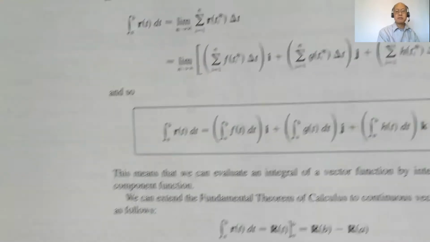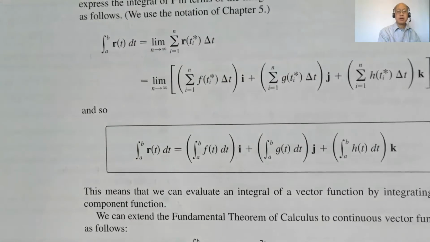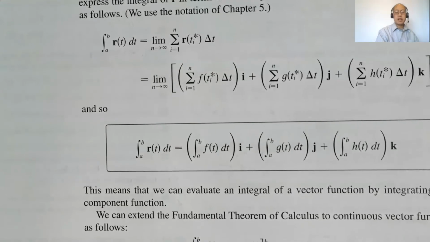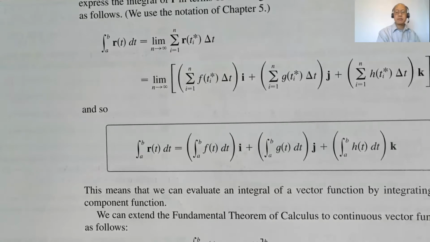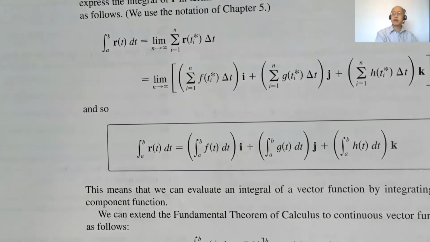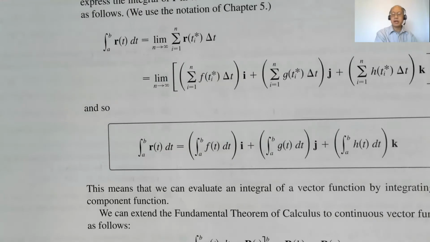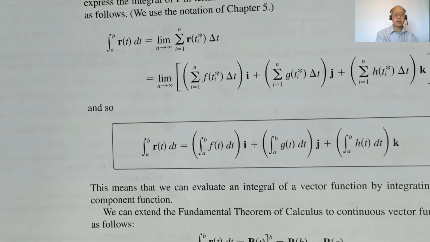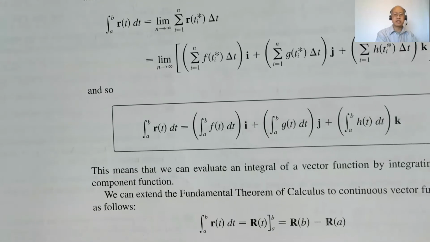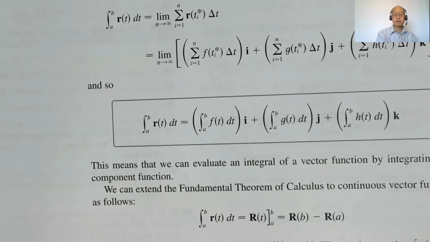And integration. Integral of r of t, just integrate each part. The x part gives you an i component, the y part gives you a j component, and the z part gives you a k component. So in the process of integrating, you integrate three integrals at one time. Again, we call it one function, but you open it up and there's three parts.